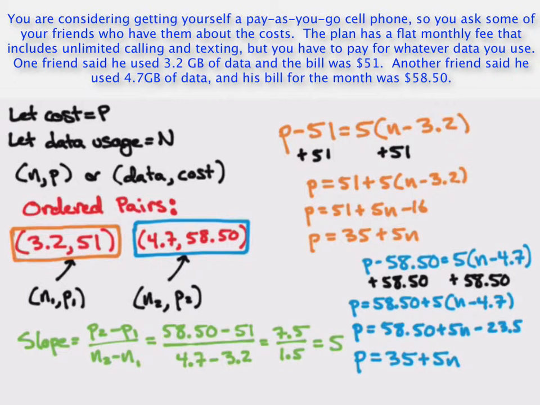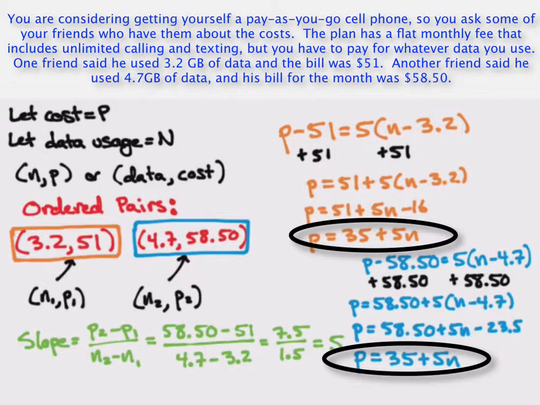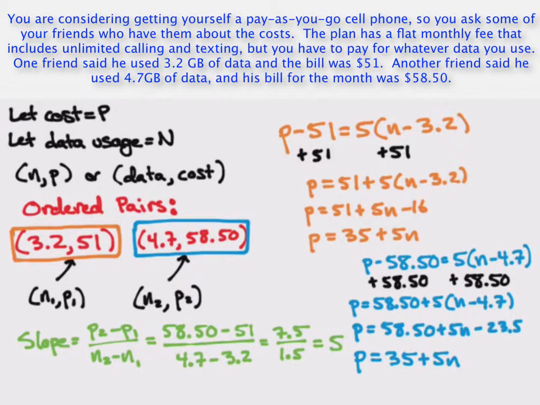All right, so we've got multiple forms of the same equation for all the equations in orange and all the equations in blue. Of course, when we put them in slope-intercept form, we get the exact same equation. And for any of these equations, if we're given some data usage, we can substitute that in for n, and we can solve for p to figure out how much it would cost. Or, if we're given a cost, we can substitute that in for p, and then solve for n to figure out how much data we could use for that cost.